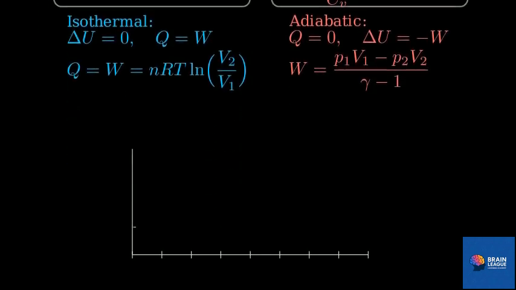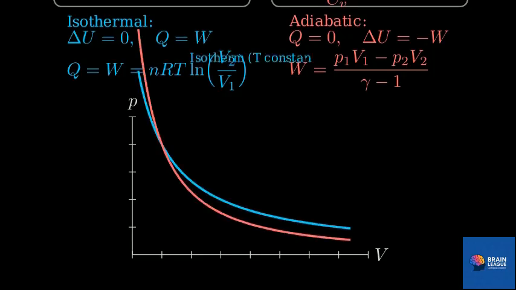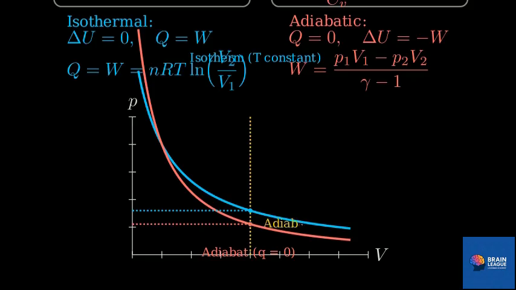Let us visualize both on a pressure-volume diagram. We place volume on the horizontal axis and pressure on the vertical axis. We will draw an isotherm and an adiabat that pass through the same point to compare their slopes. Notice the isothermal curve is a gentler hyperbola, while the adiabatic curve is steeper. For the same increase in volume, pressure drops more quickly on the adiabat than on the isotherm.